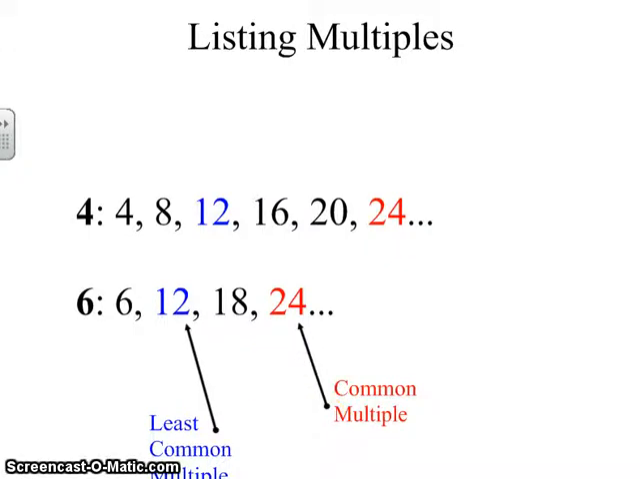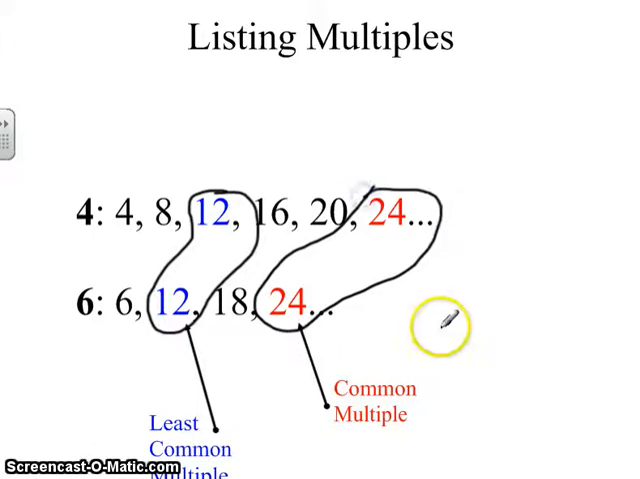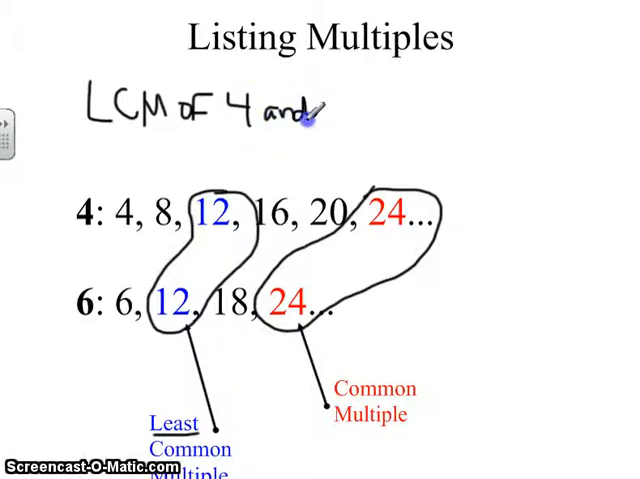For example, they have 12 in common here, but they also have 24 in common. We want the least, or the smallest number. So that would be 12 in this problem. I would say the LCM of 4 and 6 is 12. That would be my answer.